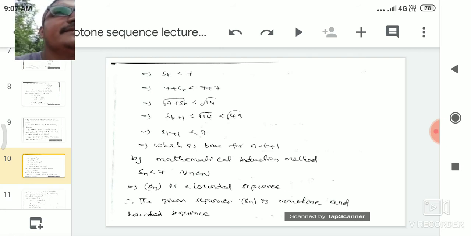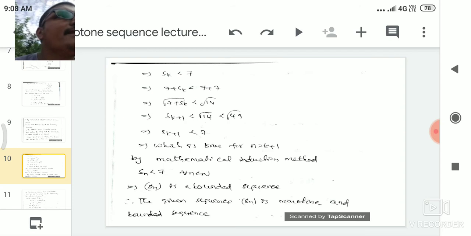7 plus Sk is less than 7 plus 7. Take root on both sides. Root of 7 plus Sk is less than root 14. Root of 7 plus Sk is S(k+1) by the recursion formula. So that is less than root 14.